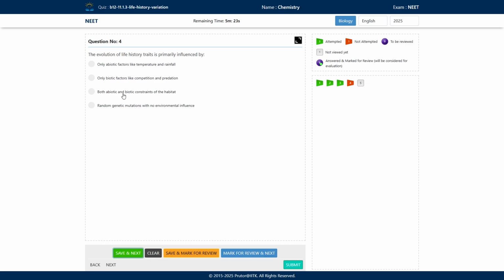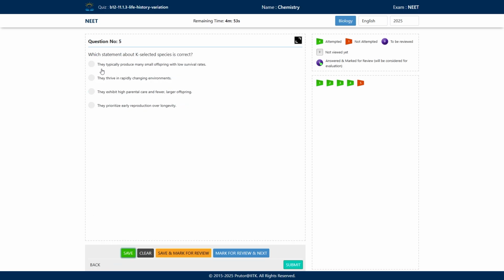The correct answer is option number C, both abiotic and biotic constraints of the habitat. Okay, so abiotic constraints are the non-living factors in the environment. Okay, means the temperature and the environmental conditions there. Biotic constraint is about the predation and the competition. Okay, so life history traits are influenced by both biotic and the abiotic constraints of the habitat.